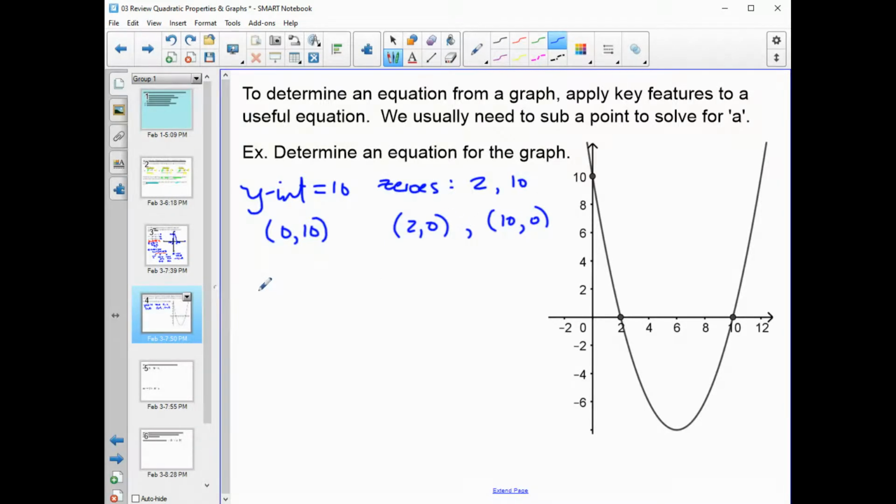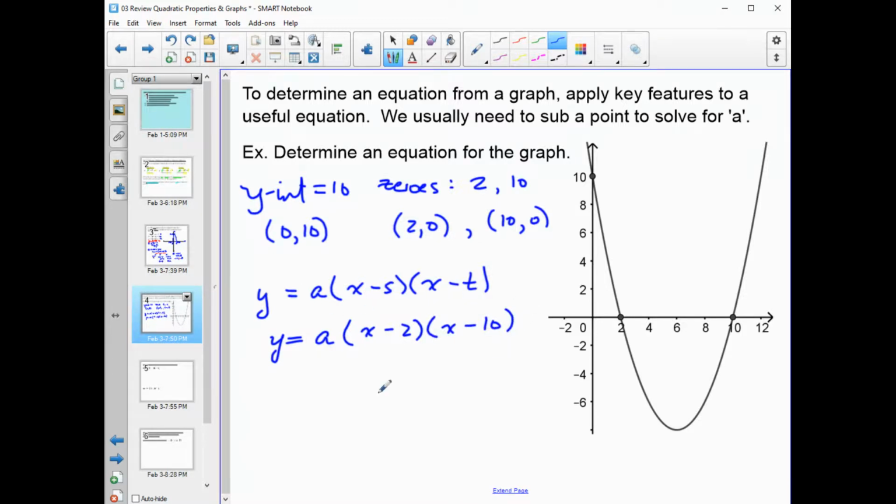So the thing that makes the most sense here is to actually write this in a generic factored form, x minus s, x minus t. You could, because we already have that information, you could have gone straight to x minus 2 and x minus 10. So you didn't need to rewrite that first line. And now we don't know what this value of a is.